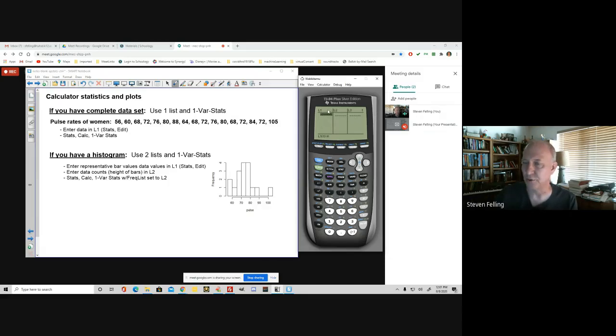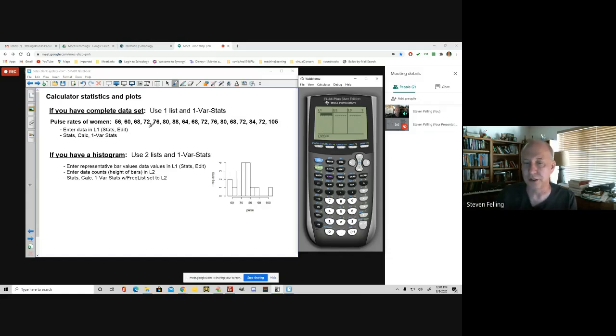You can enter data in what are called lists. By default, this says list 1, list 2, list 3. If it doesn't say that, you can go back to Stat and select Setup Editor, and that will reset your editor to default mode. Okay, so let's say we're going to use list 1 to contain this data.